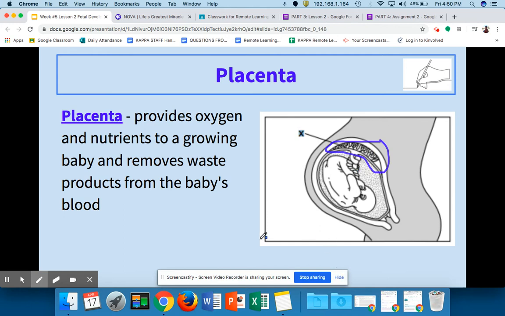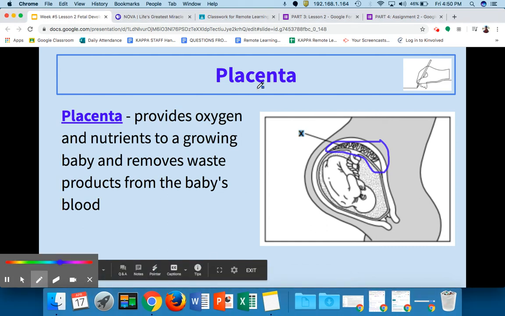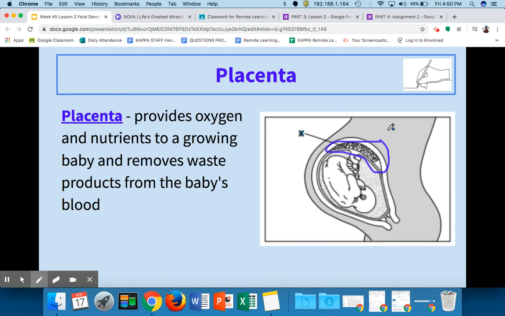One other thing to note is that the mother's blood and the baby's blood do not mix. So diffusion of the nutrients and oxygen happens through the placenta, but the actual blood of the mother and baby don't mix. And one reason why is because the mother's blood and the baby's blood could actually be incompatible. Their blood types might not match. So the blood would seem foreign.